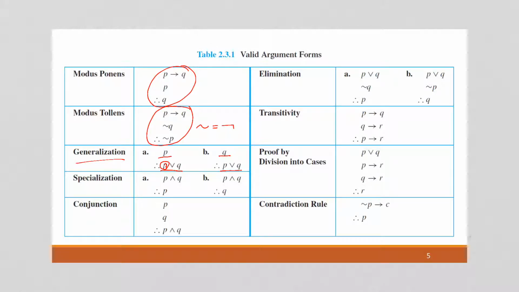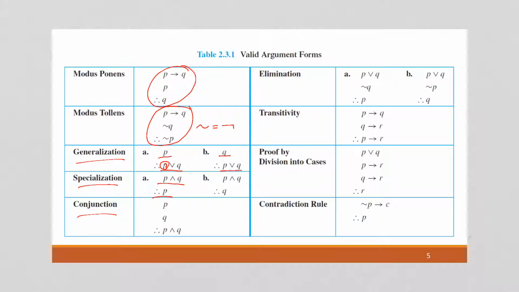Let's do an example of generalization. An example would be, I ate an apple, therefore I ate either an apple or a pear. It doesn't really get us anything directly, but it can be useful in more complex argument structures. Similarly, if I told you that I ate an apple and a pear, you could conclude that I ate an apple. This is specialization. Instead of becoming more general, we're becoming more specialized.